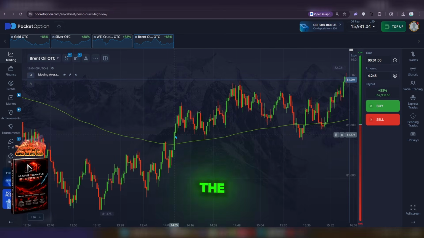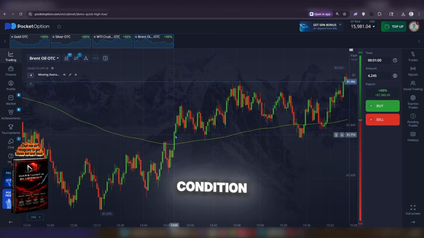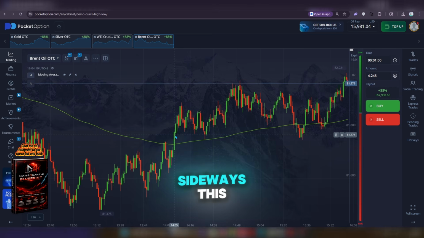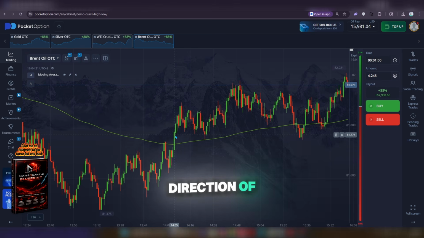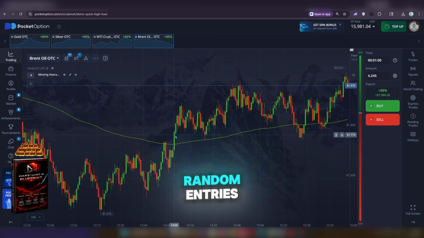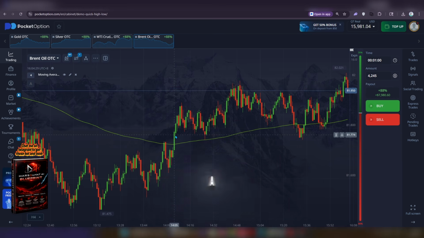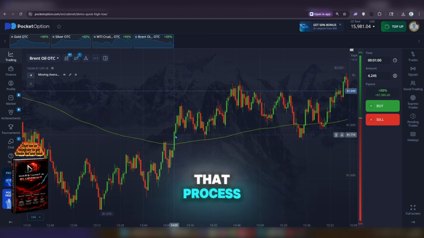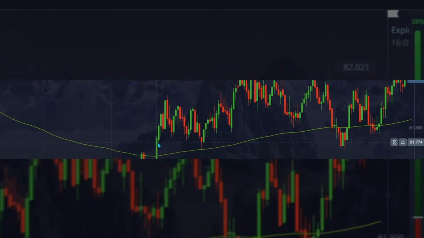We are now looking at the live market. Before thinking about buy or sell, the first thing I need to understand is the current market condition. Is the market bullish, is it bearish, or is it moving sideways? This is important because the direction of the trend will determine which support and resistance setups we prioritize. I'm not looking for random entries, I'm looking for an entry that follows a clear process. That process begins with a trend.